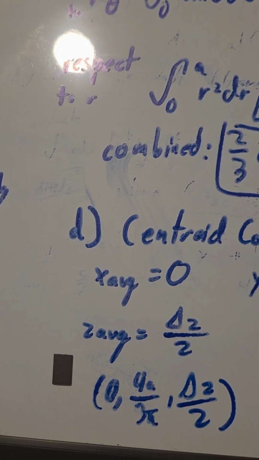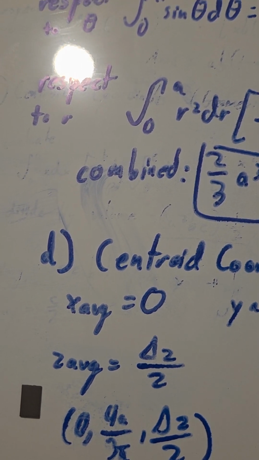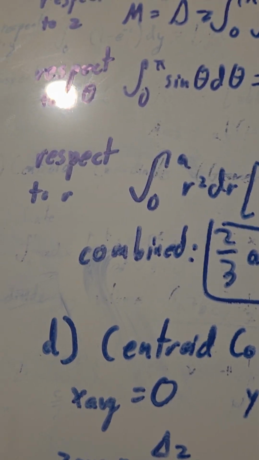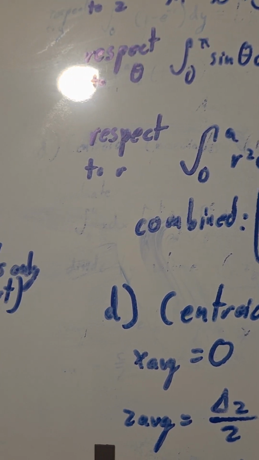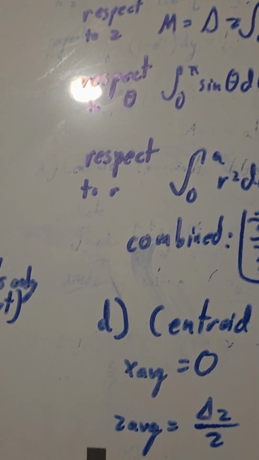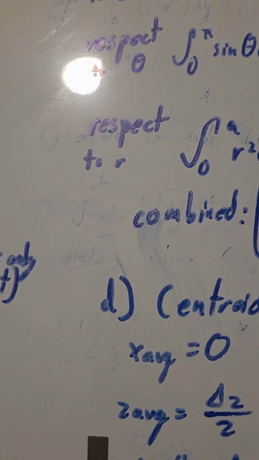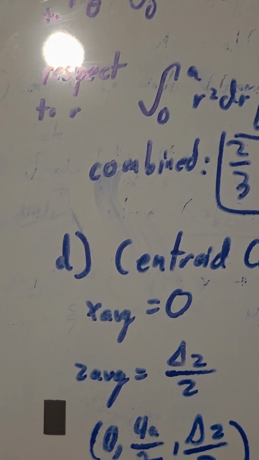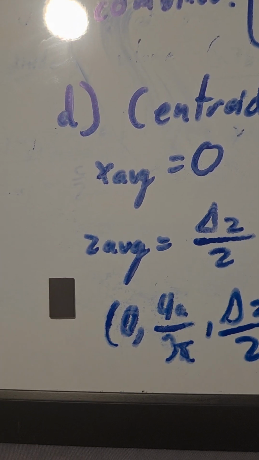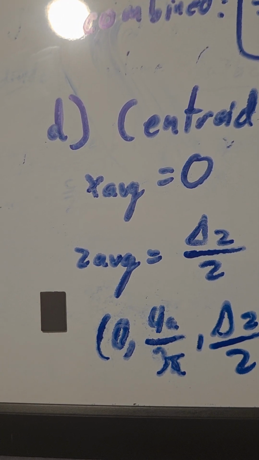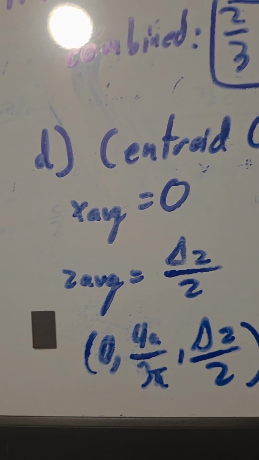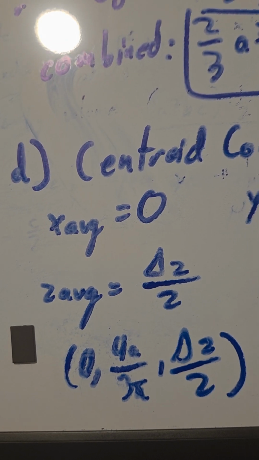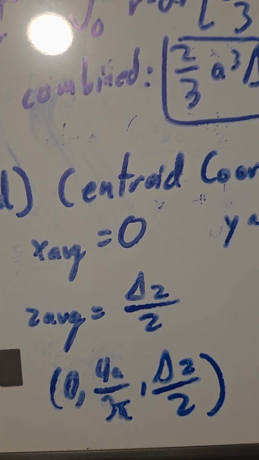And then on to the final part, the z average. It's literally just the height, the change in z, divided by 2. So it's just halfway up, which gives us the final coordinate: x being 0, y being 4a over 3 pi, and z being change in z over 2.